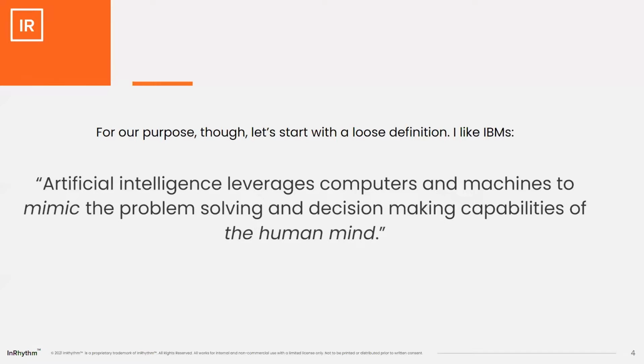So with that in mind, I want to start out by defining AI very generally with a very loose definition. I happen to like IBM's definition. Artificial intelligence leverages computers and machines to mimic the problem-solving and decision-making capabilities of the human mind.